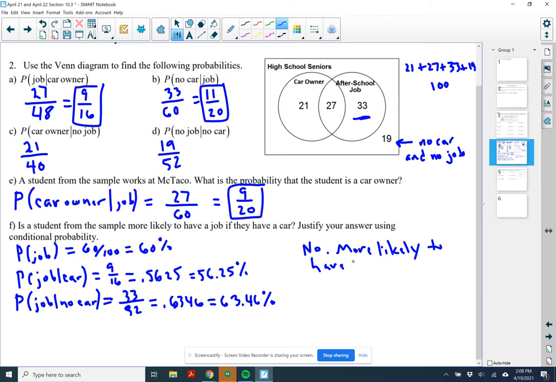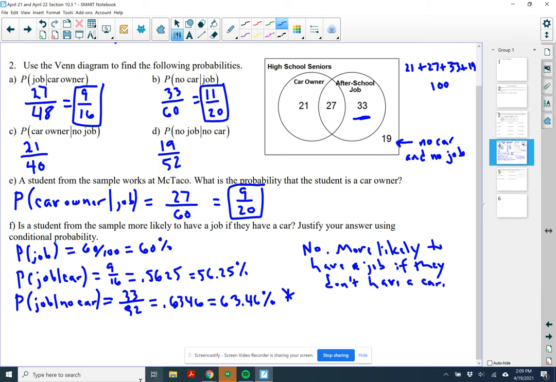So they're more likely to have a job if they don't have a car, because that probability is higher. Probability of having a job without having a car is actually higher. Okay, more likely to have a job if they don't have a car.